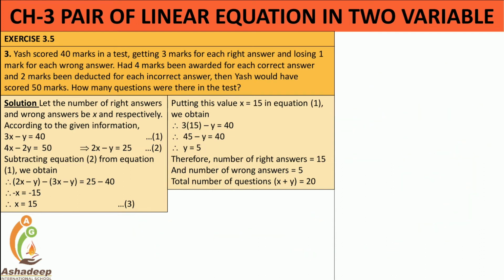See, he gives a total of 15 correct and 5 incorrect. So we need to find how many questions were there in the test. The total number of questions is 20, because 5 plus 15 is 20. Therefore the number of right answers is 15 and the number of wrong answers is 5. The total number of questions x plus y is equal to 20.